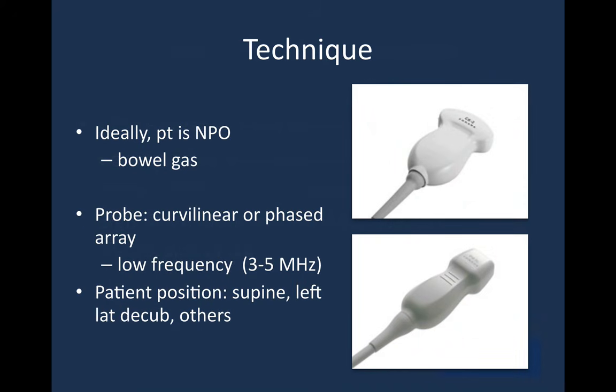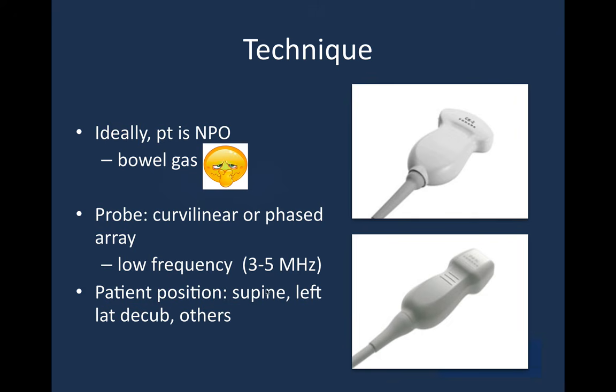Now let's talk a bit about technique. Ideally, you'd like the patient to be NPO because, as you well know, bowel gas is going to lead to impaired image quality simply because the sound energy cannot penetrate through the gas. In terms of the equipment, any type of low-frequency transducer that you have on your ultrasound system will be appropriate. You can use a curvilinear probe or a phased array probe. Either will give you reasonable images.